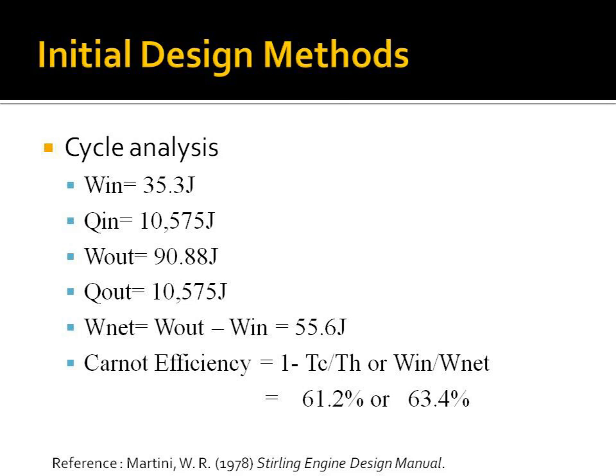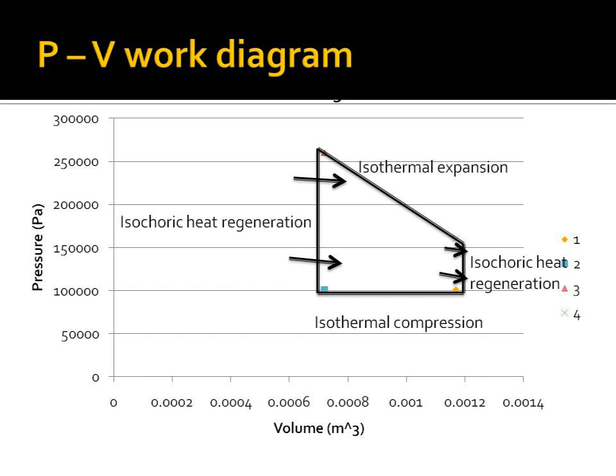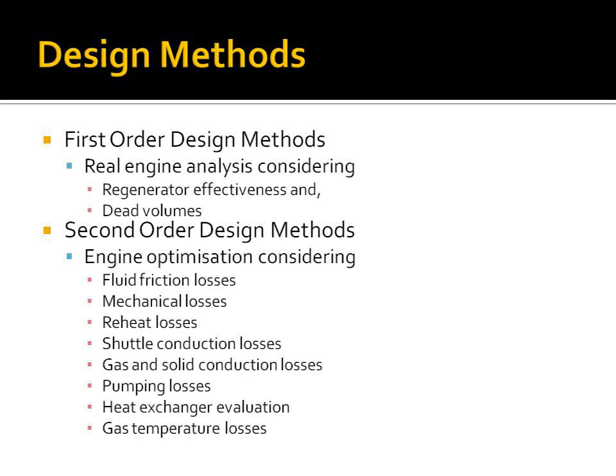This is a robust PV work diagram of the cycle analysis. Not much really to show there. So we're moving on to the initial design methods, and there are two orders, the first order and the second order design methods. The first order looks at, we're now going to be looking at an engine rather than the cycle, and analysing a real engine and considering regenerator effectiveness and dead volumes, which are inevitably going to be in existence in a real engine.